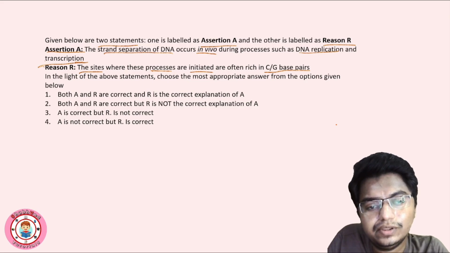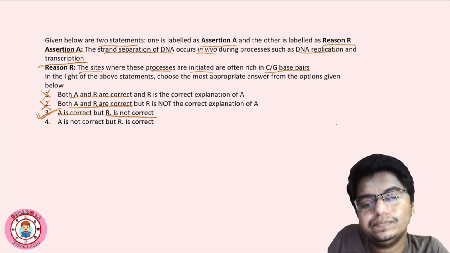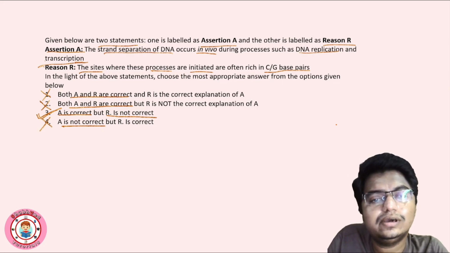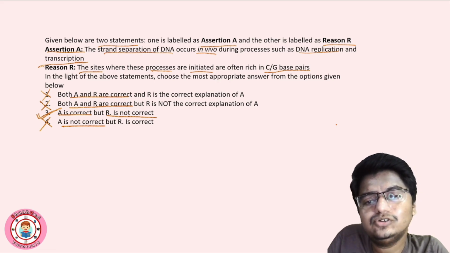See, both A and R are correct? No. Both A and R are correct? No. A is correct, but R is not correct. Yes. Option number 3. A is not correct? No. A is correct. R is not correct. Because we know that when strand separation happens, the unwinding of DNA takes place in DNA replication as well as transcription. We know a bubble formation, a replication bubble and a transcription bubble takes place, right?